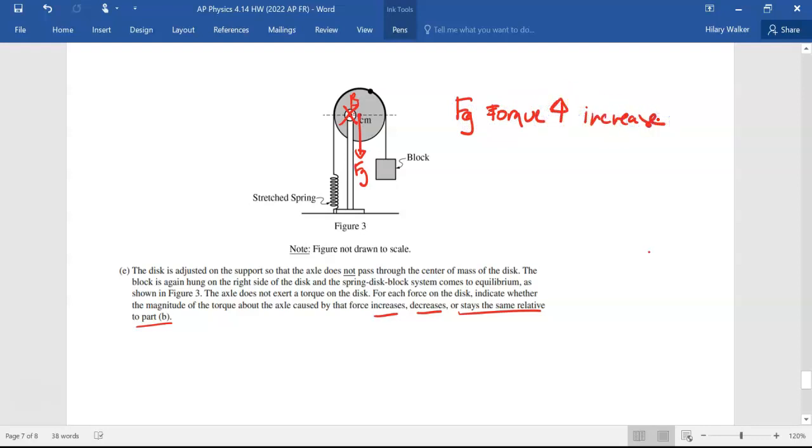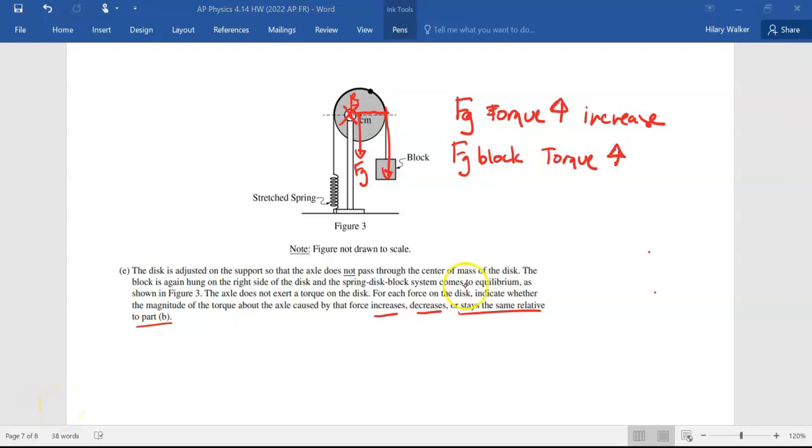Okay, let's go ahead and look at the other one. So the block is now farther from the pivot point. So the force of gravity due to the block is farther from the pivot point, so that is going to make the torque increase as well.